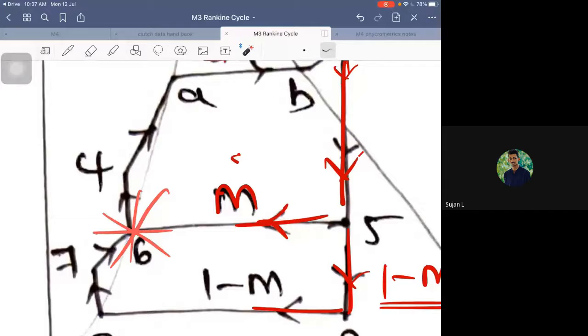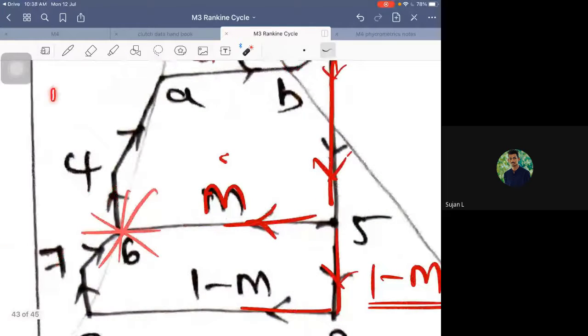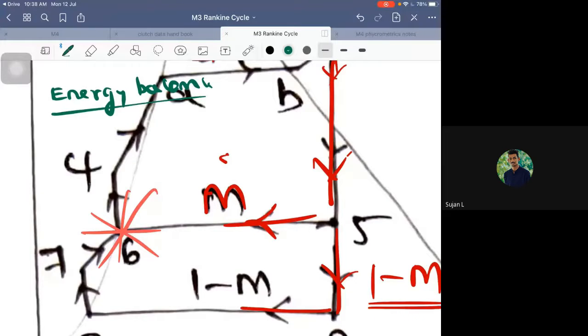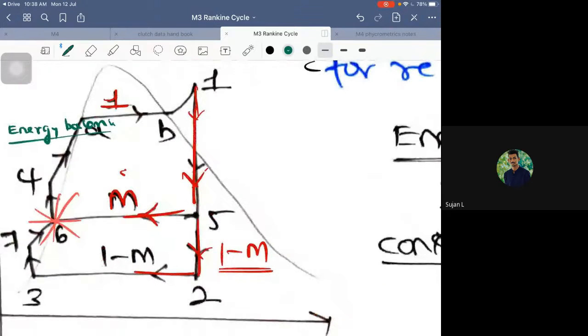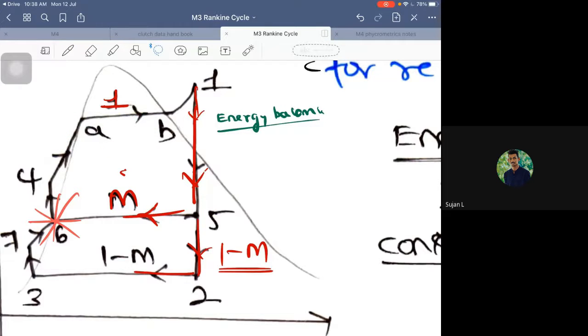I'll just explain. Now, if I want to apply energy balance, how do I apply it? Come on. Now, considering state 5, what is the mass of the steam which is coming from state 5? Yes, please do respond, guys. What is the mass of steam which is coming from state 5 is my question.